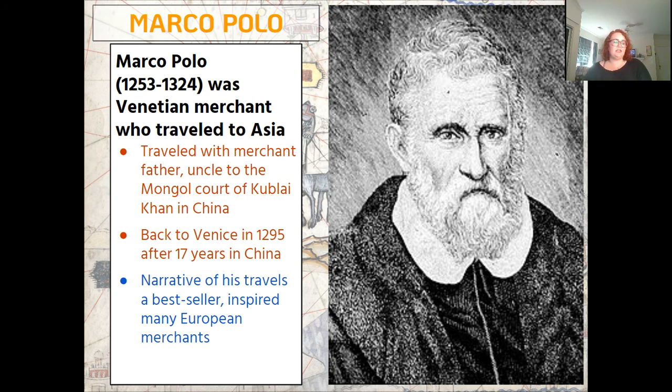And then, of course, you have the adventures of Marco Polo. So Marco Polo was a Venetian merchant who traveled through Asia and documented his experiences. He traveled with his merchant father and uncle. He was able to go to the Mongol court of Kublai Khan in China, and then he went back to Venice after 17 years just traveling throughout all of China. And his narratives of his travels would become a best-selling book, and it would inspire Europeans to also become merchants.